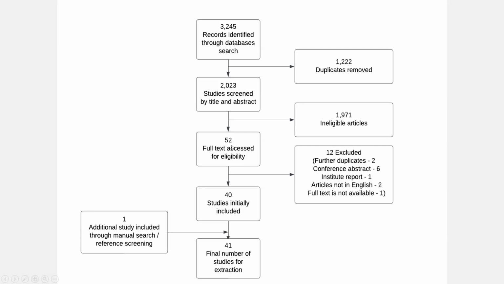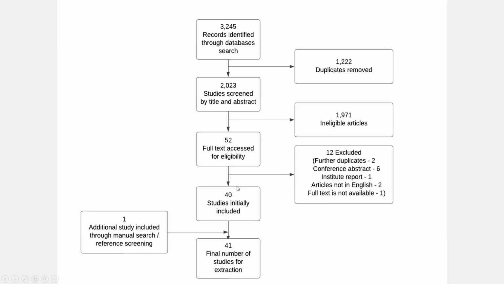Out of these 52 articles, when you go through the full text, that is called the full text review. You see some of them are conference abstracts, so again, we don't include them. Some articles are not in English. Sometimes you don't really get the full text because they're quite old articles. Ultimately, a few get excluded like this. And finally, you will have 40 articles, say, as a final list for data extraction.